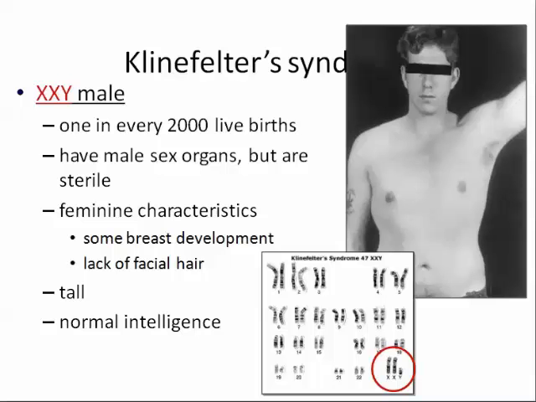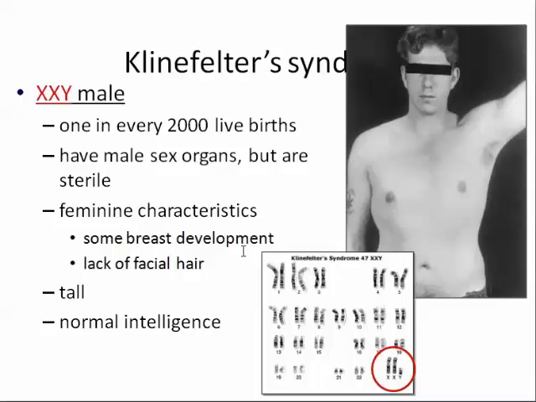Okay, so this is Klinefelter syndrome. This is where you have two X's and a Y, and you'll still be classified as a male. It's 1 in every 2,000 births. They are most likely going to have male sex organs, but they're going to be classified as sterile. It is a possibility that they could develop some female sex organs, but not normally.